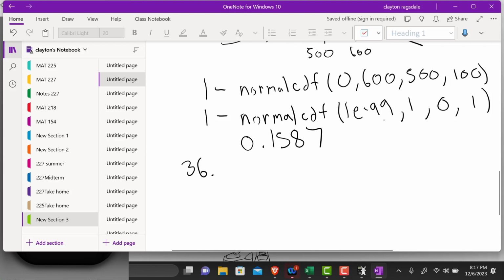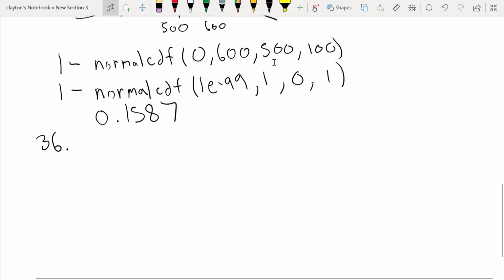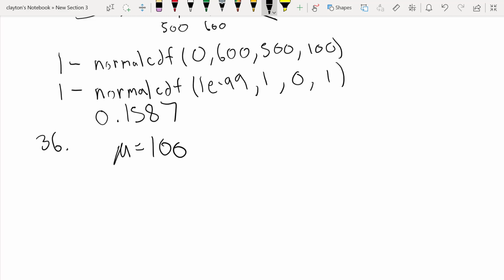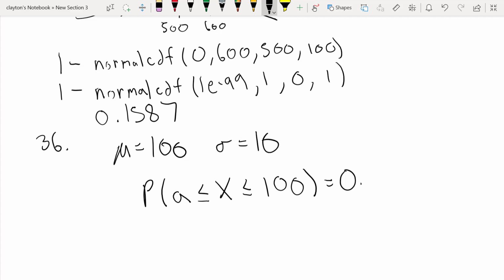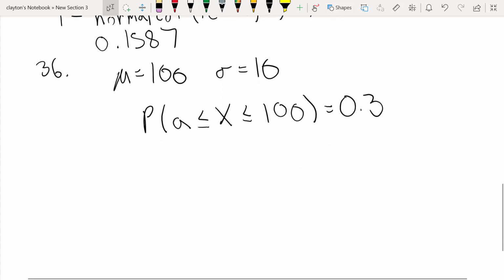And that'll take care of all of the normal distribution problems. Let's see, 36. Suppose that x is a normal random variable with a mean of 100 and a standard deviation of 10. Find a such that the probability of x between this is going to be equal to 0.3. And so the way that we want to talk about this is we want to look at these two bounds separately.